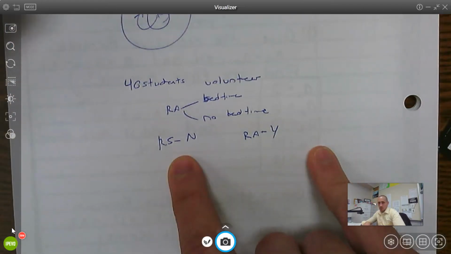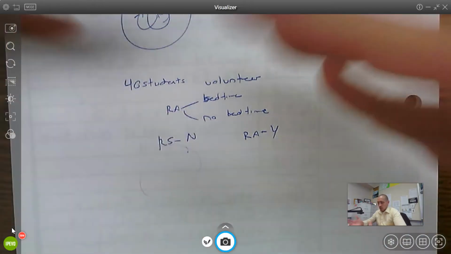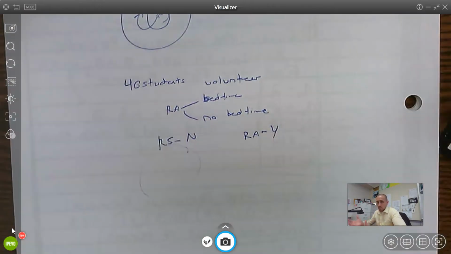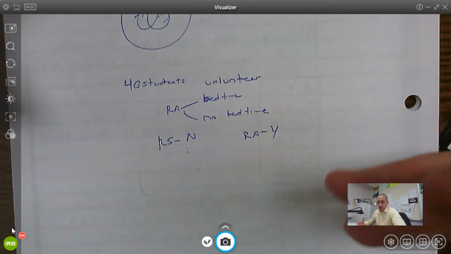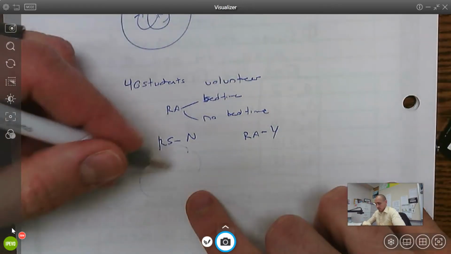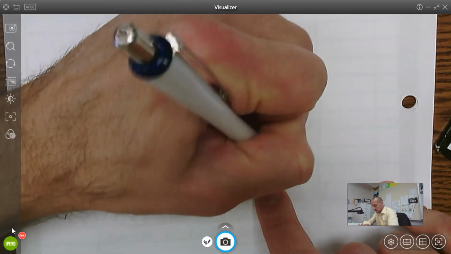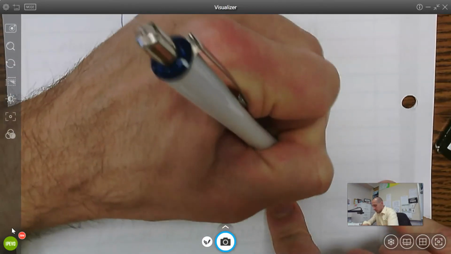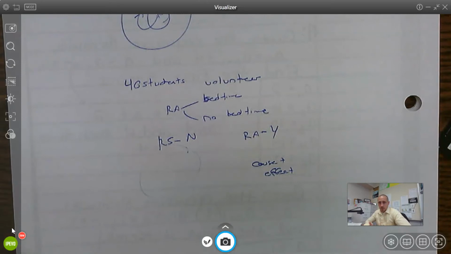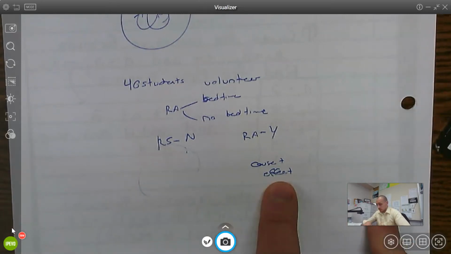So I couldn't generalize this to all seniors or all students at RH because there was no random sample. I can conclude cause and effect because this was random assignment. So I've done an experiment. Hopefully I've designed it well and I can conclude cause and effect.